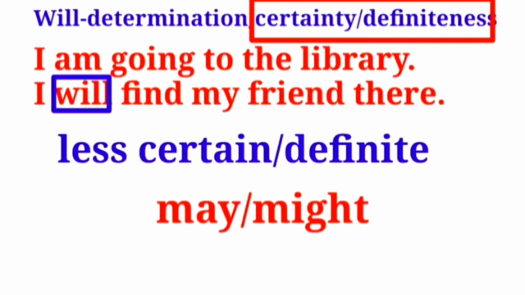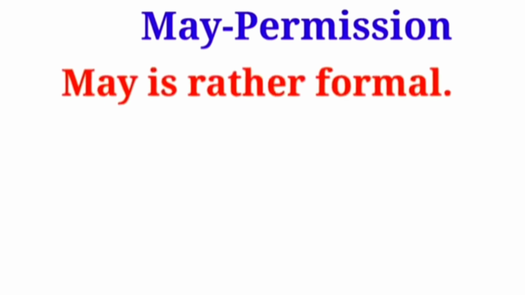Students, let us move to the next modal verb, that is may. What is the function of the modal verb may? The modal verb may functions to express permission. Students, the modal verb can is also used to ask permission but it is informal use, whereas the modal verb may is rather formal. Therefore, the modal verb may is used to ask permission in formal situation.